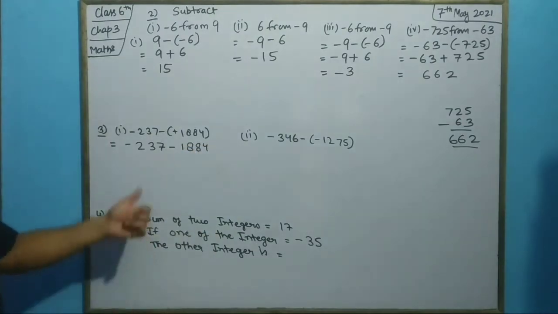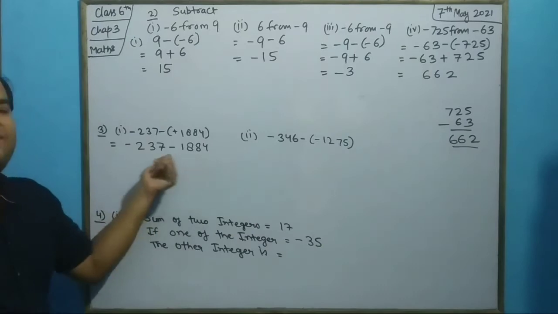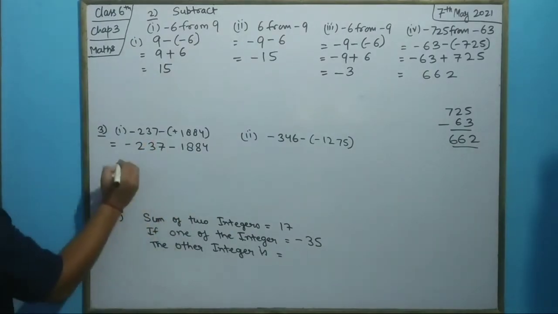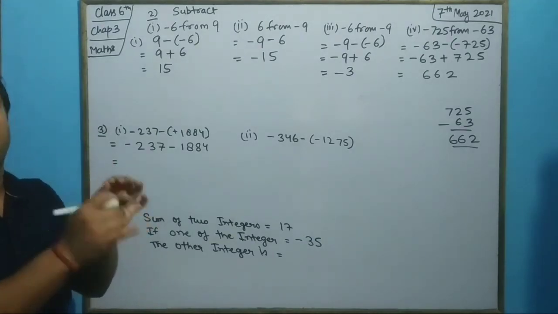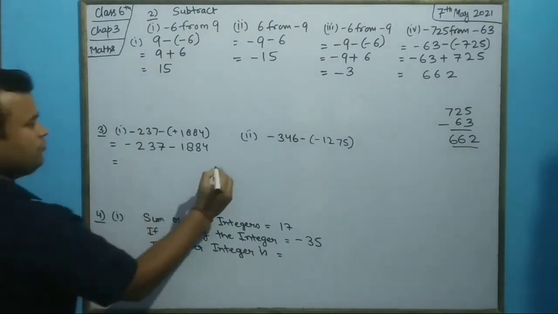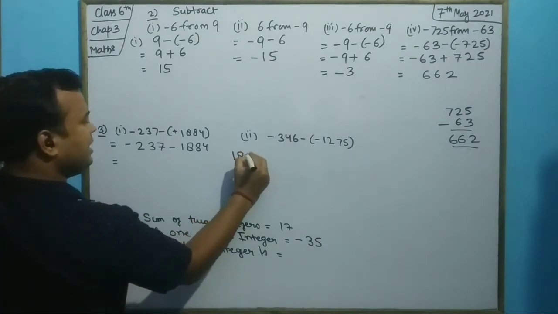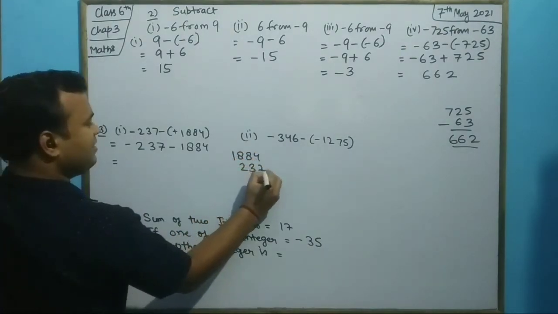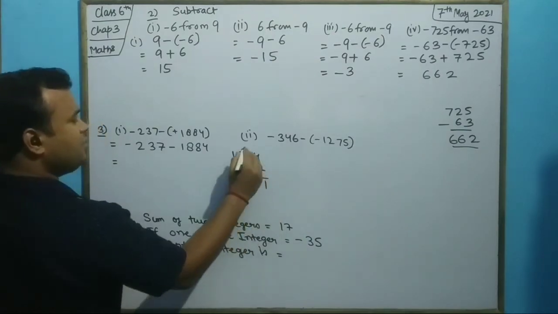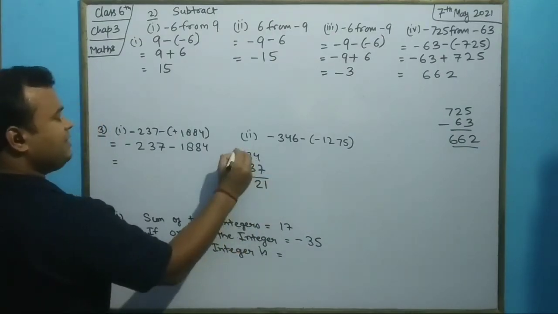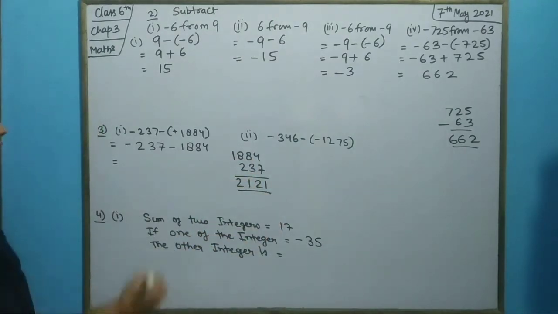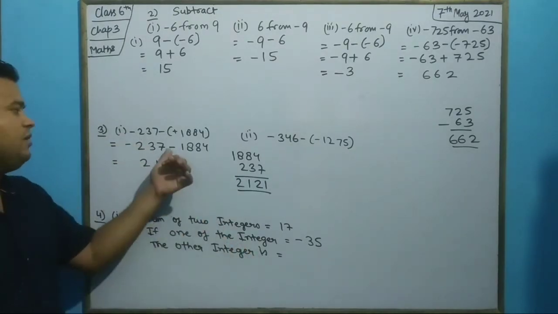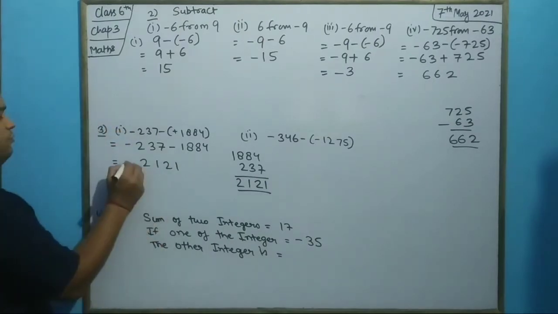Minus 1884. Okay, so both have a negative sign. If both numbers have the same sign, either negative or positive, just add them. So we will add 1884 and 237. 7 plus 4, 11, 1 carry; 8 plus 3, 11... 3 plus 8, 11, 1 carry; 8 plus 1... The sum is 2121. And what sign do we have to use? Both have a negative sign, so we use the negative sign.